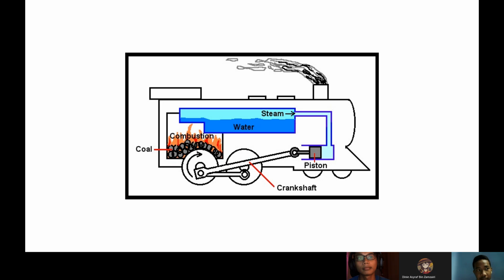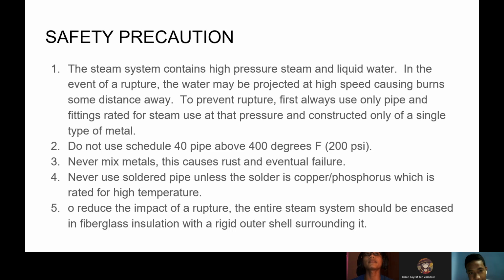Okay, next I'm going to talk about the safety precautions. First, the steam system contains high pressure steam and liquid water. In the event of a rupture, the water may be projected at high speed, causing burns some distance away. To prevent rupture, first, always use only pipe and fittings rated for steam used at the pressure and constructed only of a single type of metal.